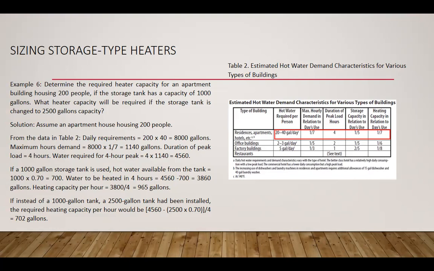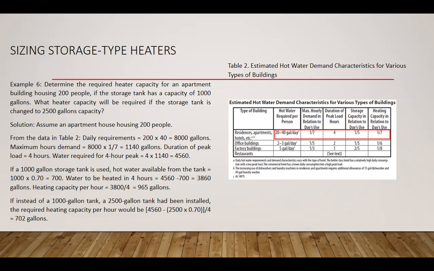Apartment is 8,000 gallons. So the maximum hourly demand is 8,000 divided by 7 is 1,140 gallons. Maximum hours. Duration of peak load is 4 hours. Water required for 4 hours is 4 times 1,140 is equal to 4,560 gallons. Di ba kasi gallons per hour yan eh. Di ba? Maximum hourly demand. So if 1,000 gallons is used, hot water available from the tank is 0.7 times 1,000 or 700. Water to be heated in 4 hours is 4,560 minus 700 is equal to 3,860.